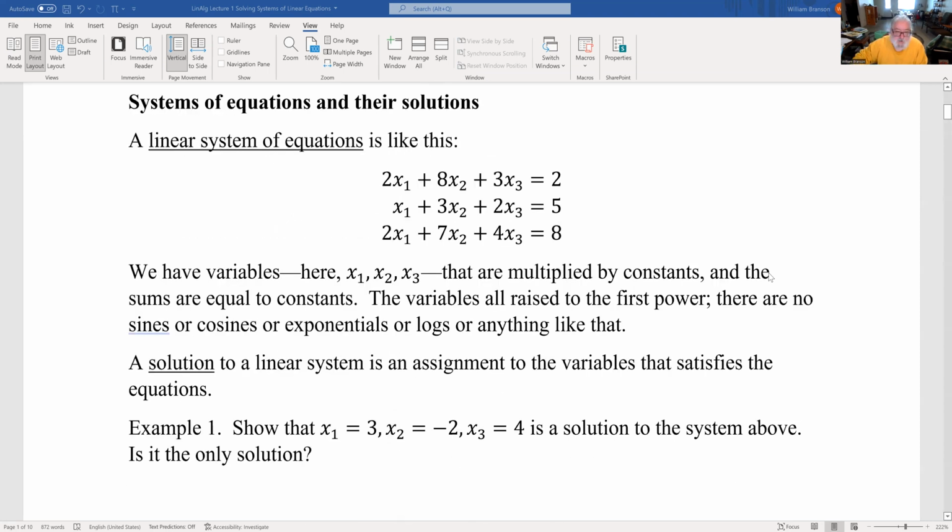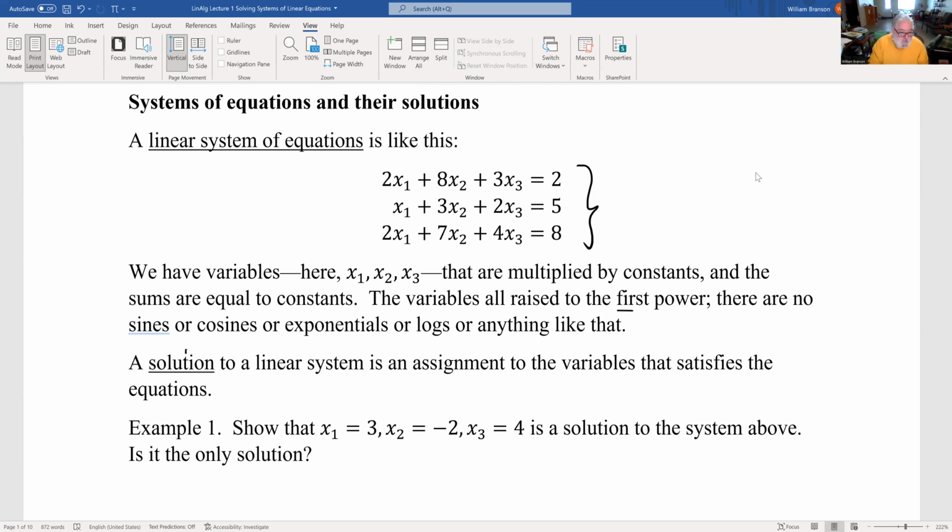So this is what a system of equations, a linear system of equations, looks like. This is an example of that here. So what do we have here? We've got three variables, x1, x2, x3. We have a bunch of coefficients, the 2, the 8, the 3 in the first row. And so my variables are just multiplied by constants, and you add them up and you get more constants. The variables, all these x's, are all raised just to the first power, and there's no sines or cosines or exponentials or anything like that. So this is a linear system of equations, and we want to be able to solve them.